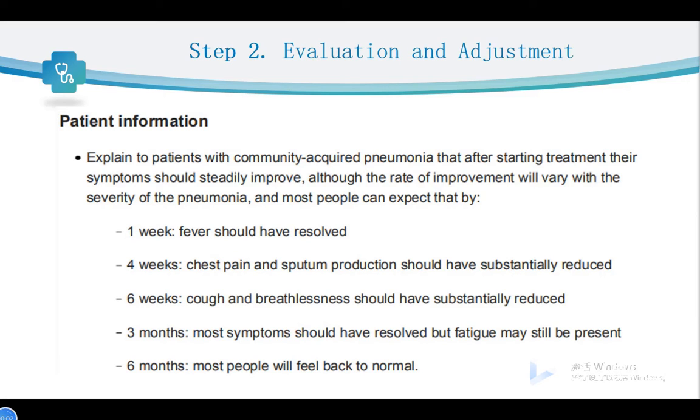This page shows when the symptoms will disappear. We need to remember these details for the patient information.